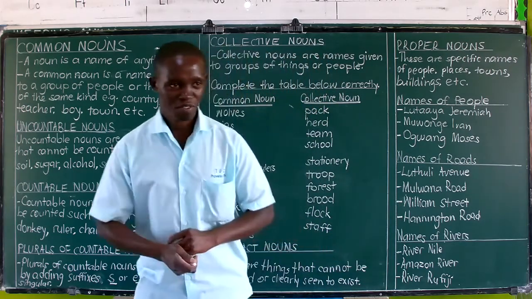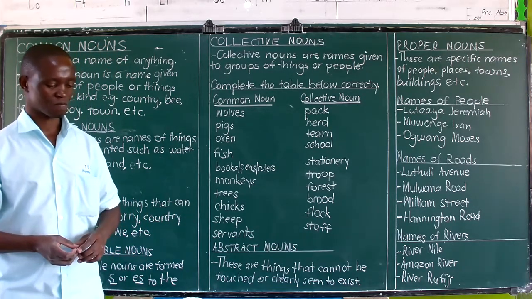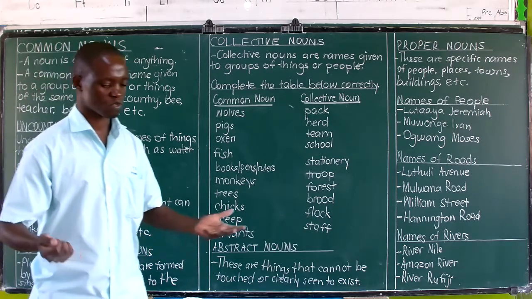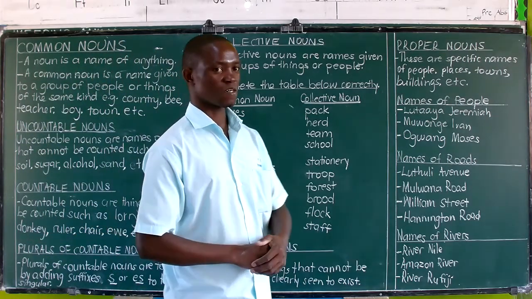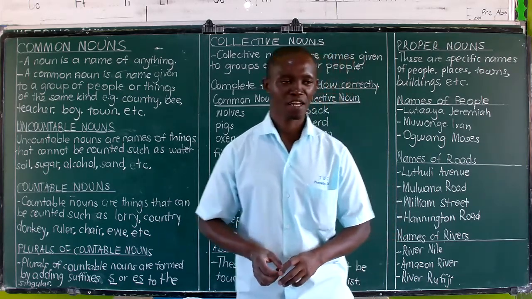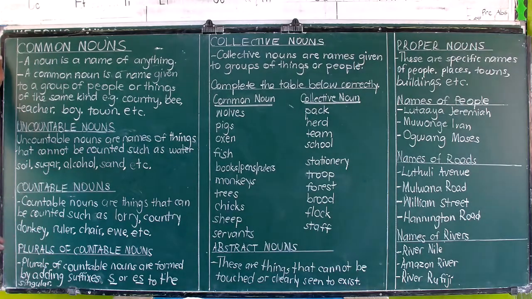So nouns are categorized into different kinds. We see common nouns. Yes, we can talk about abstract nouns. There are what we call collective nouns and proper nouns. So for today, our concern is about common nouns. Common nouns are names given to groups of things or people of the same kind.